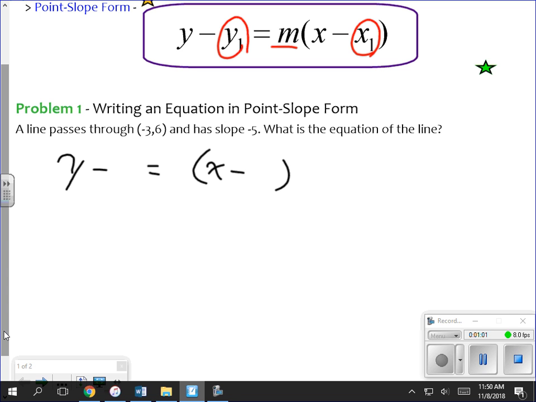So what goes here? The y coordinate, 6. What goes here? The slope, -5. And what goes here at the end? The x coordinate, -3. Now, if you want to make it look nice, and you should, y minus 6 equals -5 times x plus 3. Change your double negative to a positive, make it look pretty.